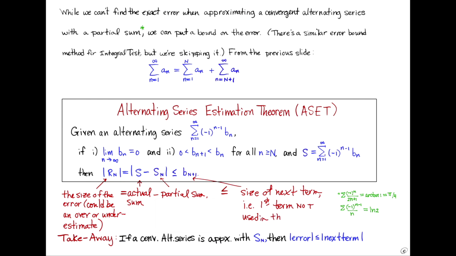not used in the approximation. So big picture, if we have an alternating series and it converges, we can approximate it using the sum of the first n terms of the series, and we will know that the size of the error is going to be less than or equal to the size of the next term. Let's look at this geometrically to figure out why this works.